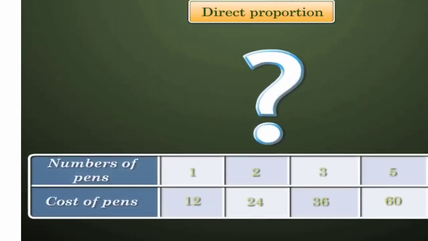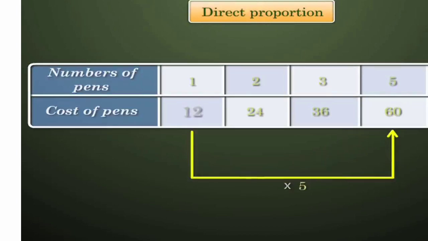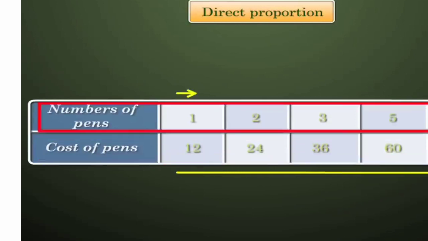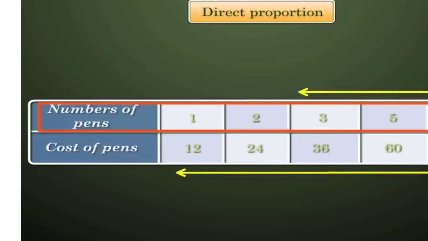What do you notice? So, to find cost of 2 pens, we multiply 2 with 12 to get 24 rupees. And to find cost of 3 pens, we multiply 3 with 12 and get rupees 36. Also, to find cost of 5 pens, we multiply 5 with 12 and get 60 rupees. So we see that the cost of pens increases as the number of pens increase. Cost decreases if number of pens decrease.